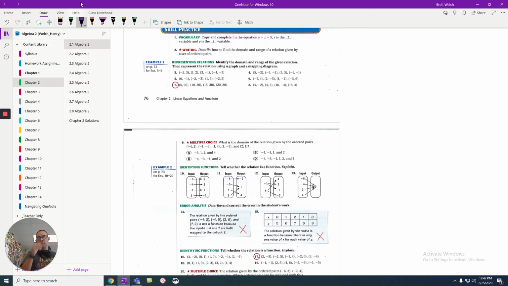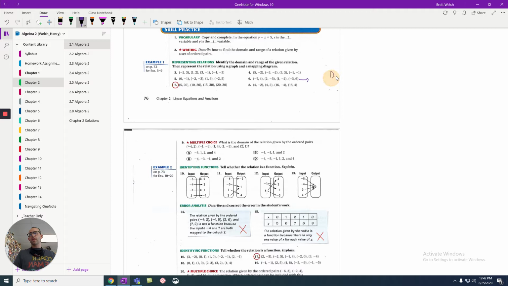So the first thing we're going to look at is question number 6. It says, first, identify the domain and the range of the given relation. And I could do that as a separate thing. It says, then represent the relation using a graph and a mapping diagram. I'm just going to use a mapping diagram. I think it's going to be good enough for us to understand if we just do that mapping.